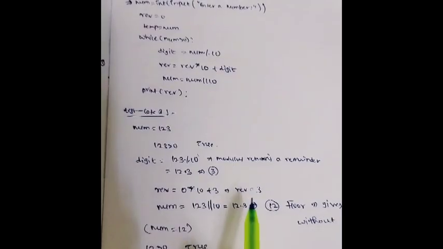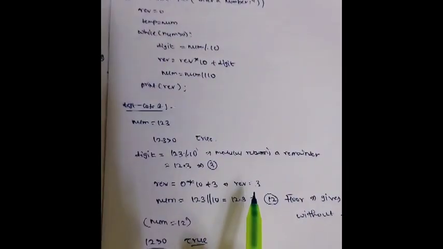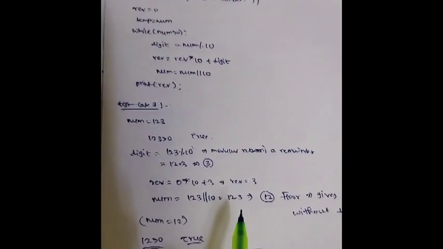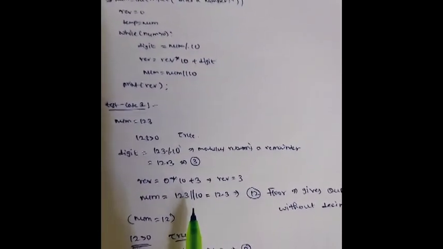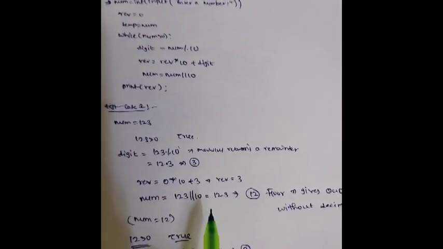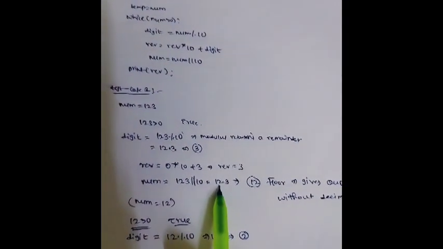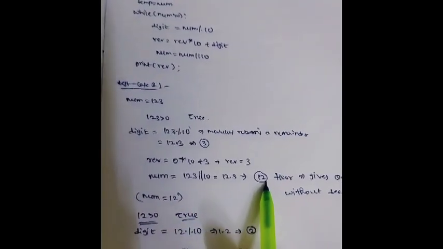Then 0 into 10 plus 3 is equal to 3, so the reverse value is updated to 3, and num is equal to num floor 10, which means 12.3. Actually we are doing floor division. Floor always gives the quotient without the decimal point. It means it gives the digits before the decimal point. From this you will get 12.